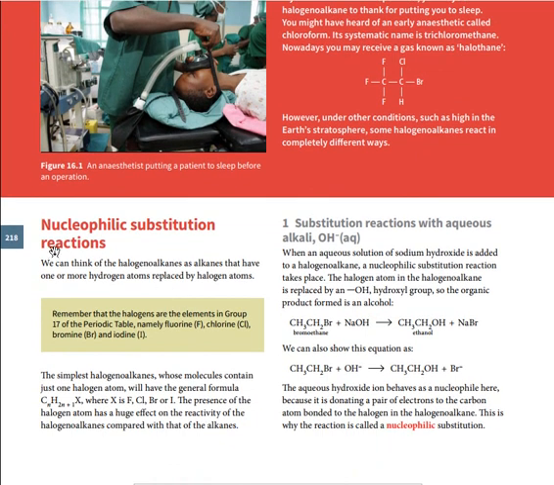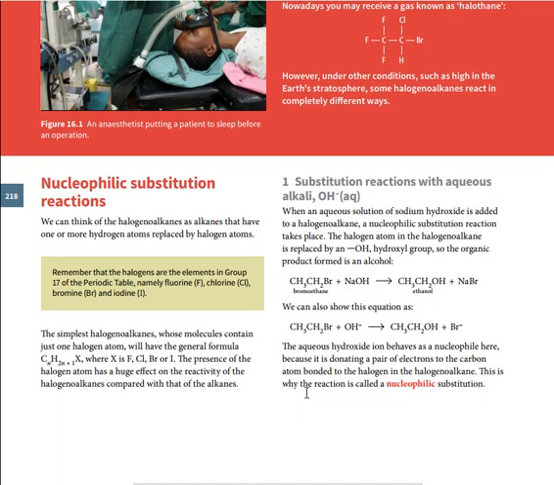Now let's go to the type of reaction that halogenoalkanes mostly undergo. We have the nucleophilic substitution reaction. As you can see here, a substitution reaction occurs between a halogenoalkane, in this case bromoethane, and sodium hydroxide. The bromide ion is substituted by the hydroxide ion to produce ethanol and sodium bromide. This other form of equation can also be used, and this is a nucleophilic substitution. The question is, why the word nucleophilic?